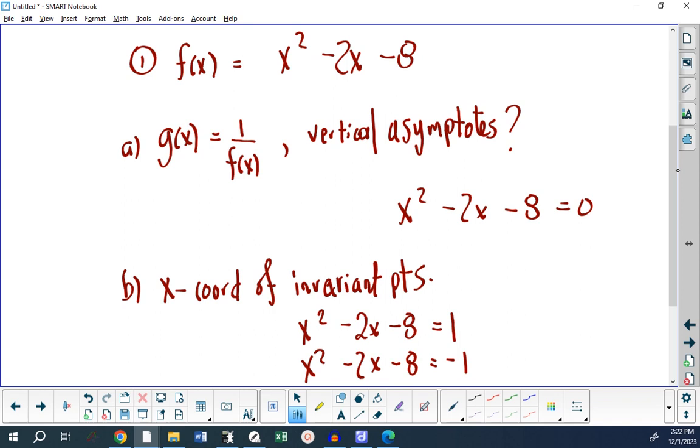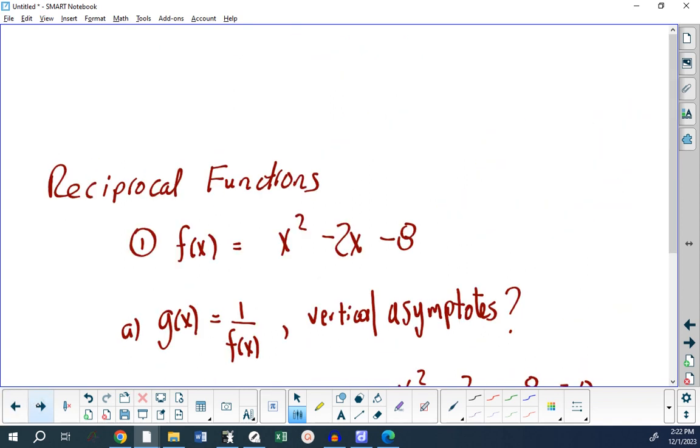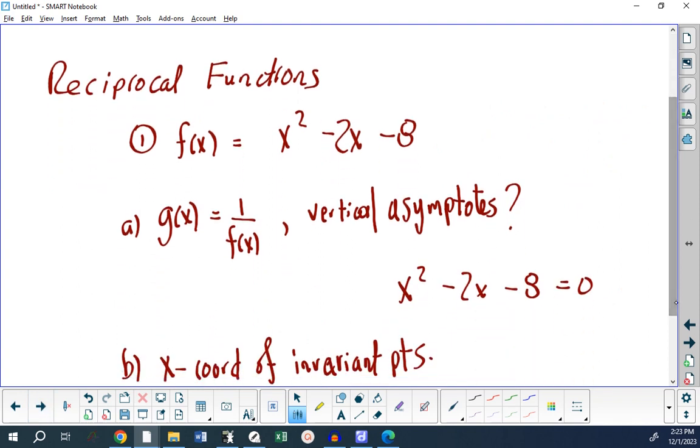I would say these are the two big things, and I won't write this down. You can just listen to my words. You understand that vertical asymptotes occur on a reciprocal function wherever an x-intercept occurs on the original, in other words, wherever the original is equal to 0. And the second thing is you understand that if y is 1 or y is -1, it's invariant. That's what you need to know for reciprocal. There might be 2 or maybe 3 questions dealing with that.